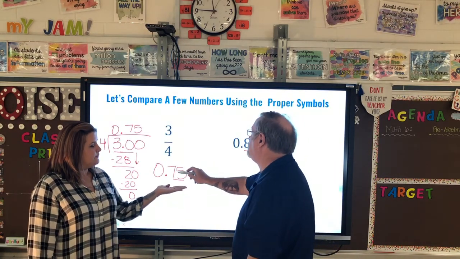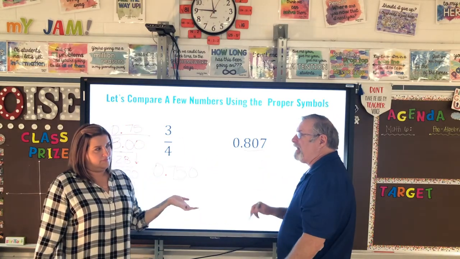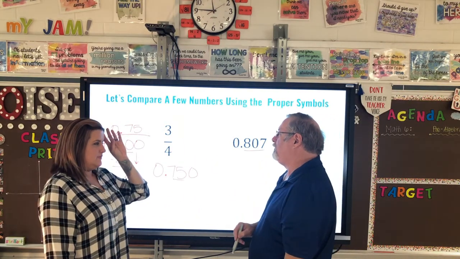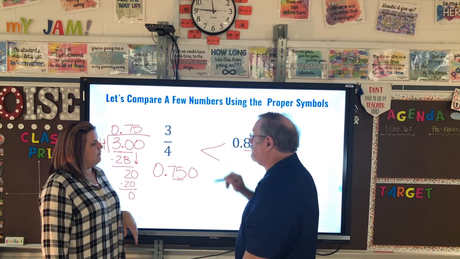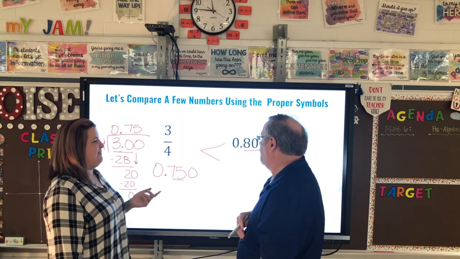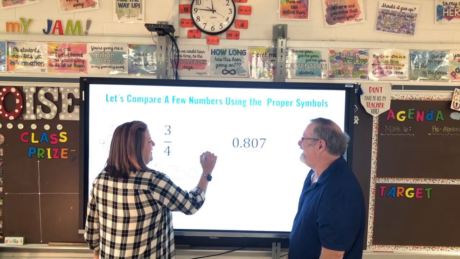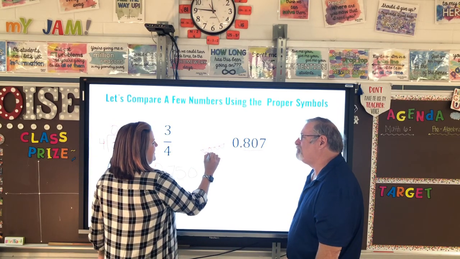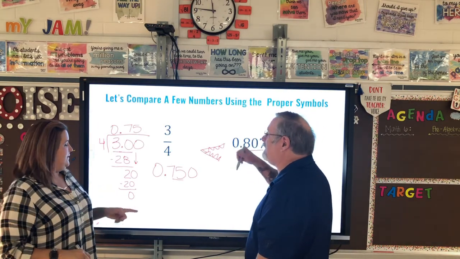Now when I compare 750 thousandths to 807 thousandths, I know that I'm doing it correctly. So 750 thousandths is less than 807 thousandths. The alligator again faces that bigger number, so it's going to eat the 807.